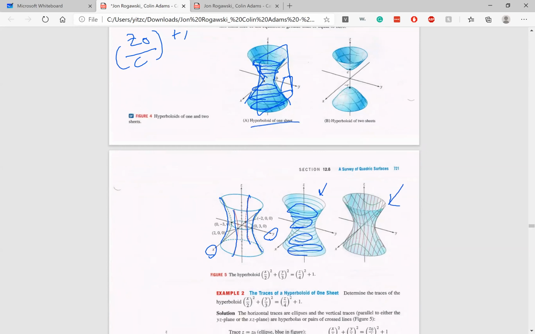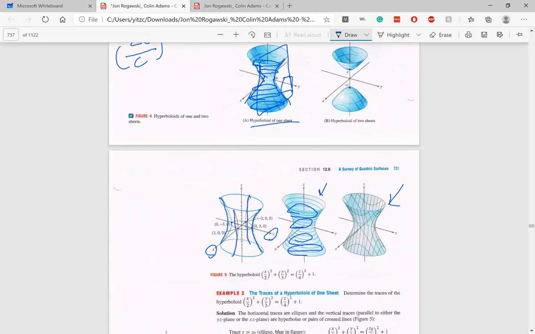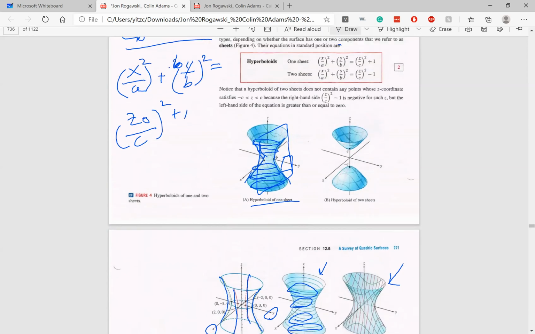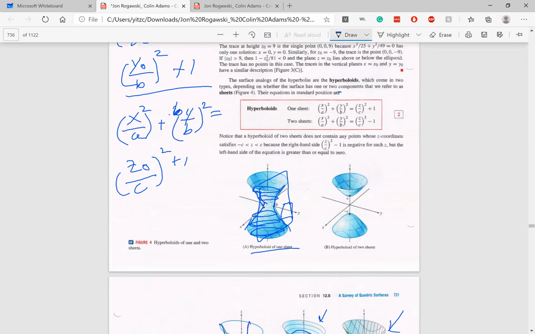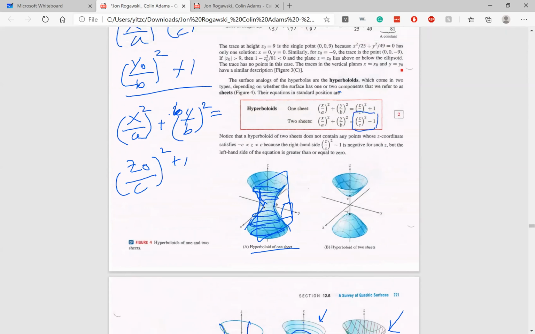And this is the hyperboloid of one sheet, because you see it's only made out of one. If you're dealing with a hyperboloid of two sheets, that generally happens when you have a minus over here, because this side over here is positive. Now, if this side over here is negative at any point, then these two sides can never agree, so you just don't have those points. So when is this side negative? This side is going to be negative for any z where z over c is less than 1.